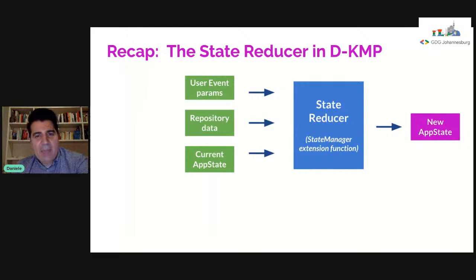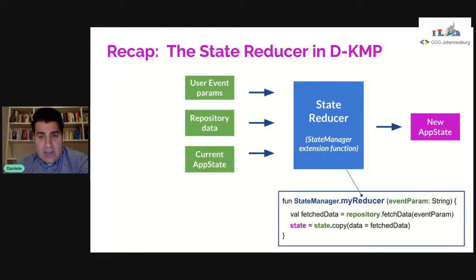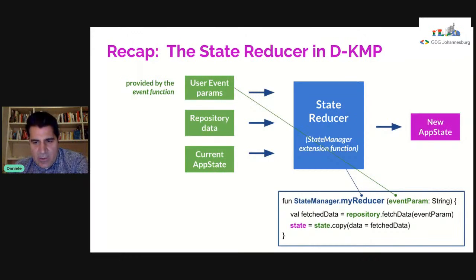So let's recap what the state reducer is doing. As we said, the state reducer is a state manager extension function, and, as we said earlier, it is using 3 different inputs. One is the user event parameter. In our case, it is the Berlin input from our item, and actually it is also the input parameter for this state reducer function itself.